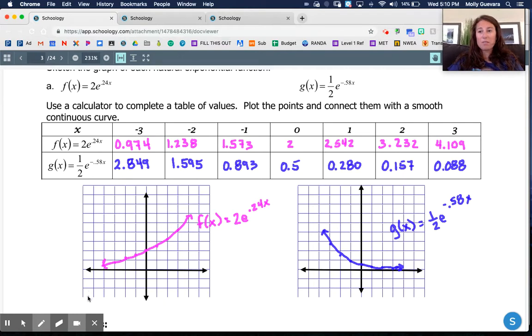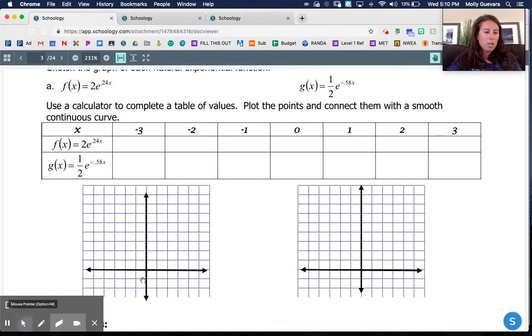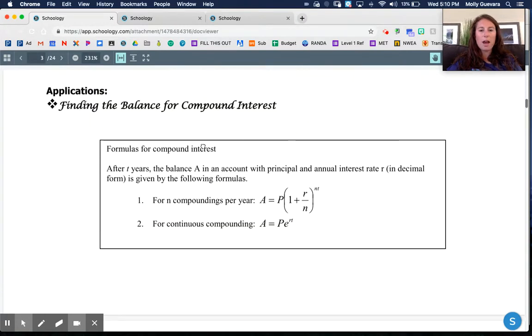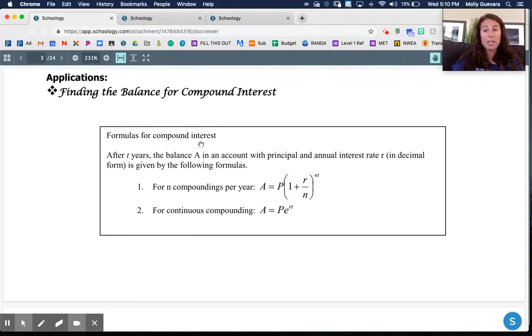The last thing we're going to look at is some application problems, like how do we use this in the real world. And then we do have one page of mixed review where I just want to review a couple of the old concepts with you to make sure that we're feeling really good about them. So let's clear this out. So in the real world, we use this a lot when we're talking about interest. So we're going to look at these interest equations.